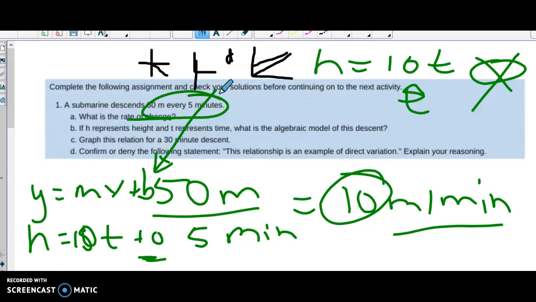If it starts not at 0, so if we had a situation where the submarine was 20 meters below water to start off with, that is partial variation, not direct.